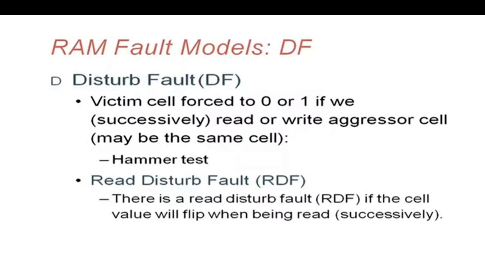The next type of fault in the RAM fault model is the disturb fault. The victim cell is forced to 0 or 1 if we successively read or write aggressor cells, which may be the same cell. So this is the hammer test. Next is the read disturb fault. That is, there is a read disturb fault if the cell value will flip when being read successively.